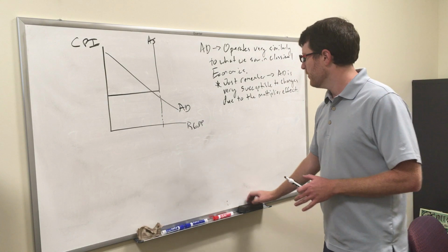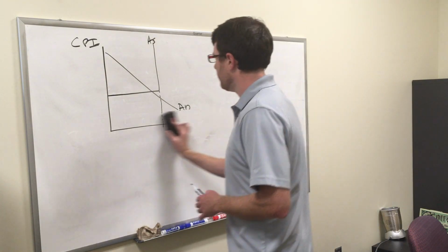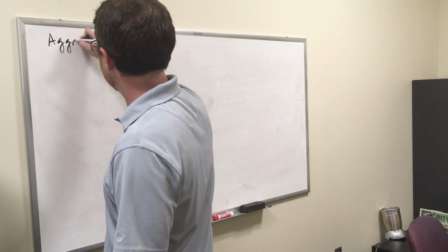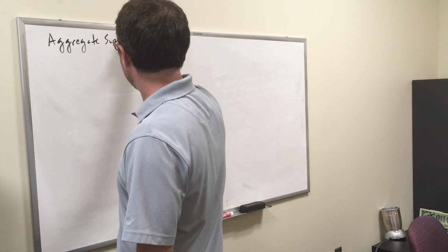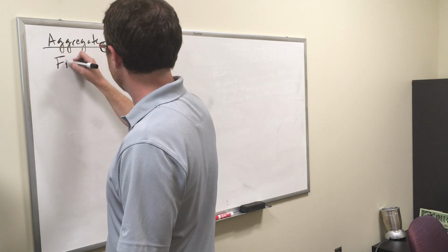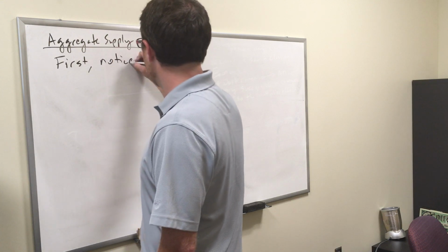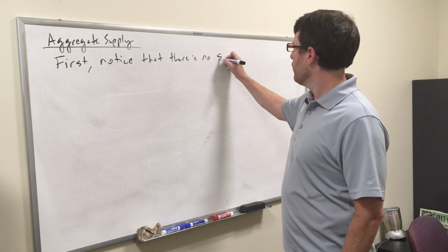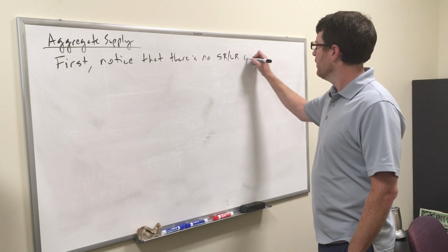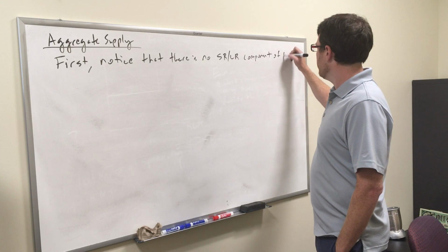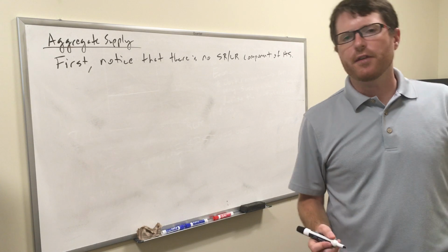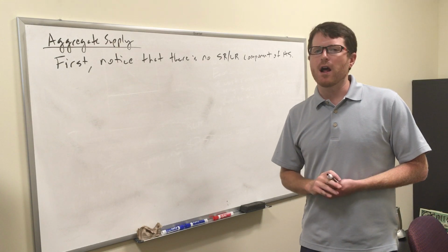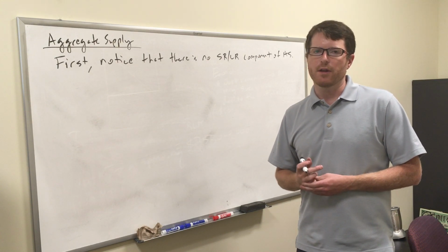Aggregate supply is what looks so different, okay? So let's talk about aggregate supply. The first thing I want to mention is to notice that there is no short run, long run component of aggregate supply, like we saw in classical economics, right? Classical economics, you have short run aggregate supply, long run aggregate supply. They're two different things. But in Keynesian economics, there's only one time period, okay?